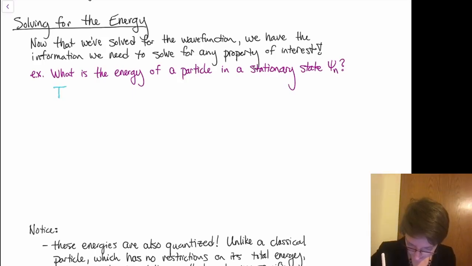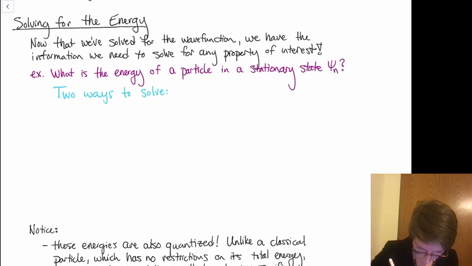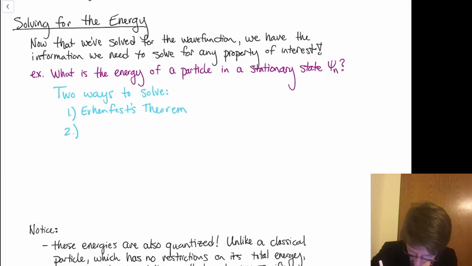So it turns out for the energy, there are actually 2 different ways to solve. One, just like we did in lecture 2, you can use Ehrenfest's theorem to solve for this. But a second way to solve for this is to substitute our wave function back into the Schrodinger equation.